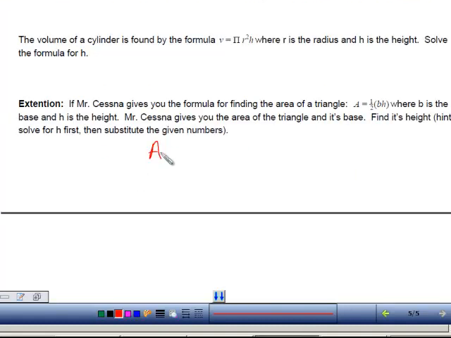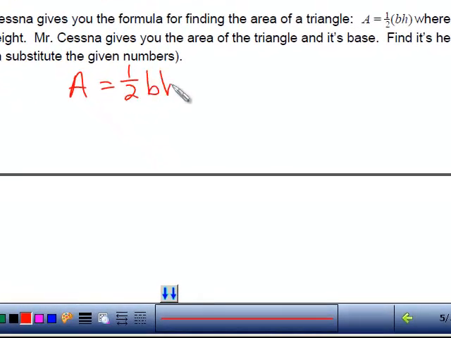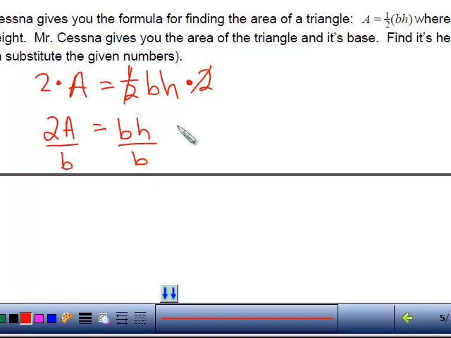So, if we have A equals 1/2 base times height, we need to solve for the height. Well, I notice I have a 1/2. I got to get rid of this 1/2 first. 1/2 is being multiplied into H, so to get rid of it, multiply by the reciprocal. The reciprocal of 1/2 is 2. So 2 times A becomes 2A is equal to, those two cancel, and I'm left with base times height. Well, get rid of that by dividing by base. And what I'm left with is the height equals 2A over B.